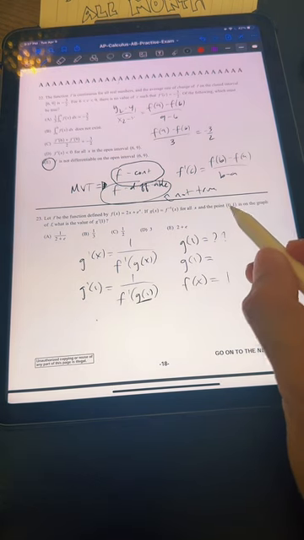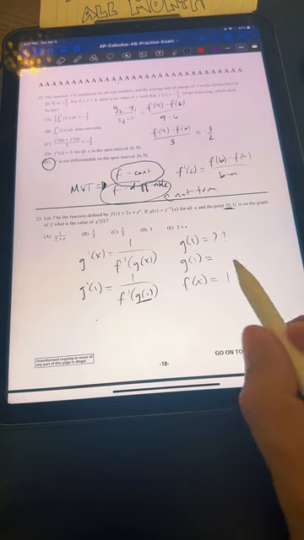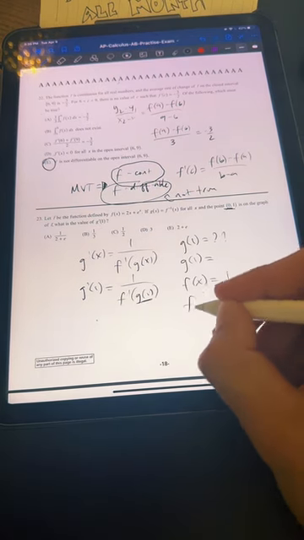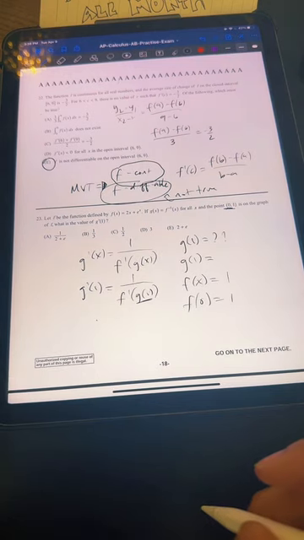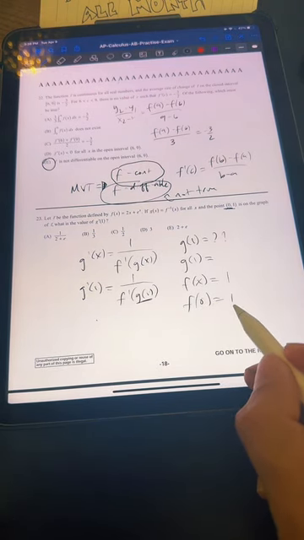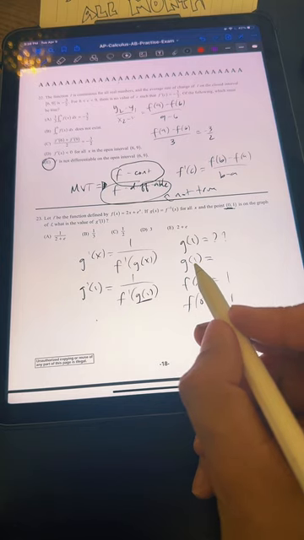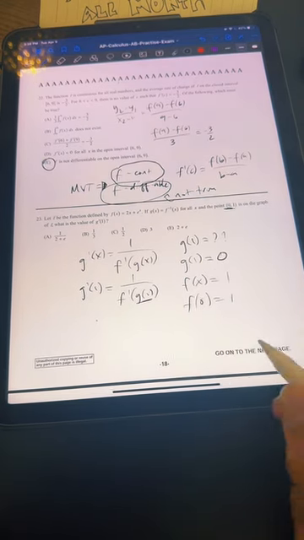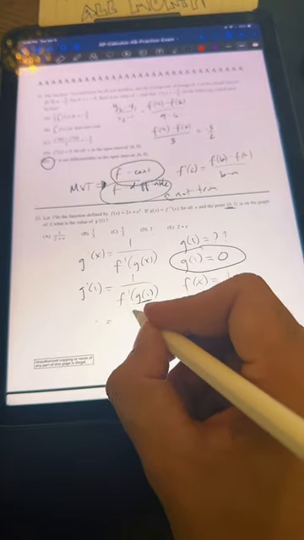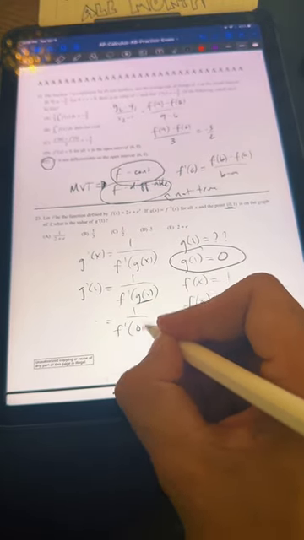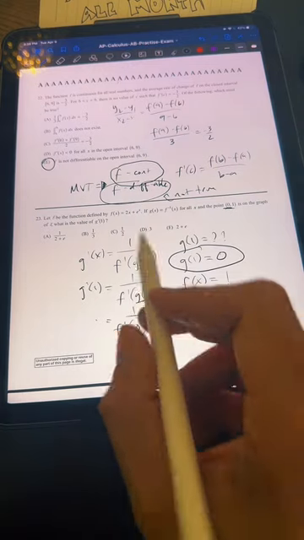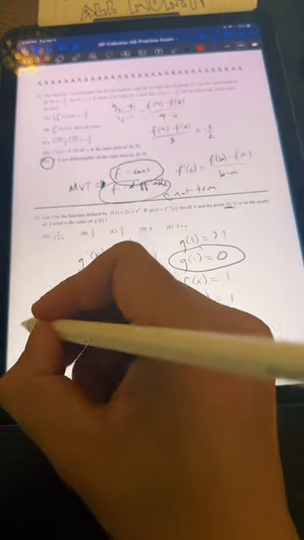Whoa, they already told us that point. They told us that when x is equal to 0, y is equal to 1. So this is just f of 0. Again, this is the input, that's the output. So for the inverse, if 1 is the input, then 0 is the output. So g of 1 is equal to 0. So what we're trying to find is 1 over f prime of 0, because that's what we were trying to find.